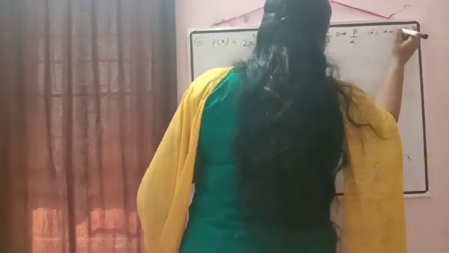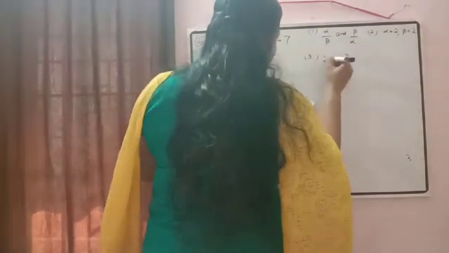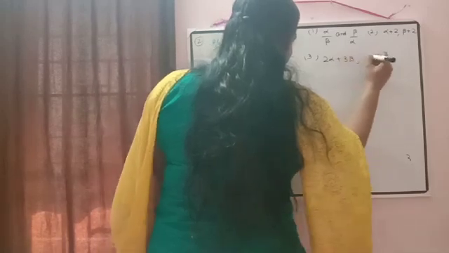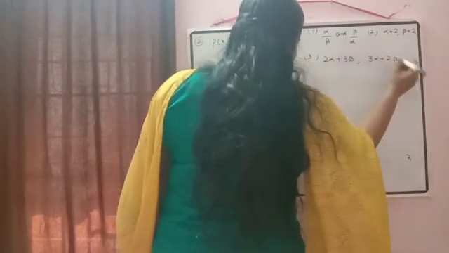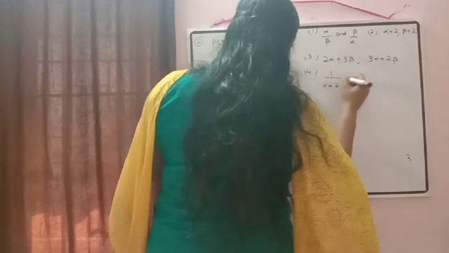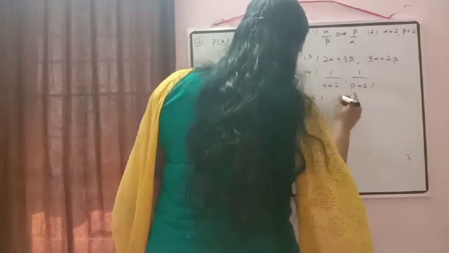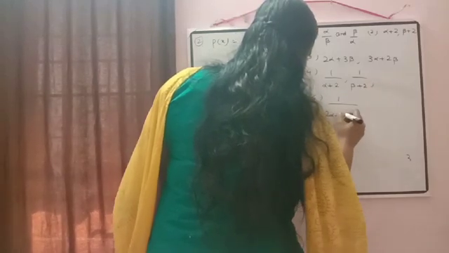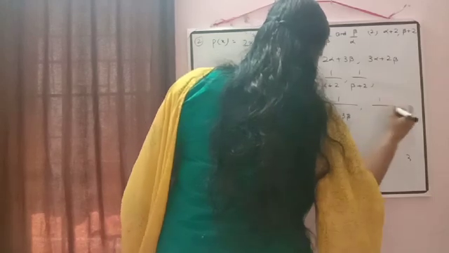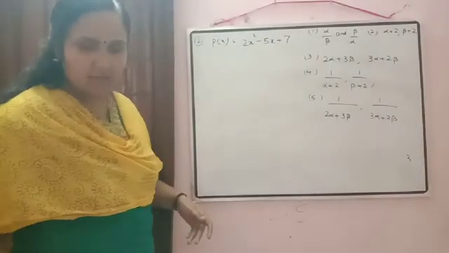First question. Second question is whose zeros are alpha plus 2 and beta plus 2. Then third question whose zeros are 2 alpha plus 3 beta and 3 alpha plus 2 beta. Fourth one zeros are 1 by alpha plus 2 and 1 by beta plus 2. And fifth one is whose zeros are 1 by 2 alpha plus 3 beta and 1 by 3 alpha plus 2 beta. So this is the single question there.